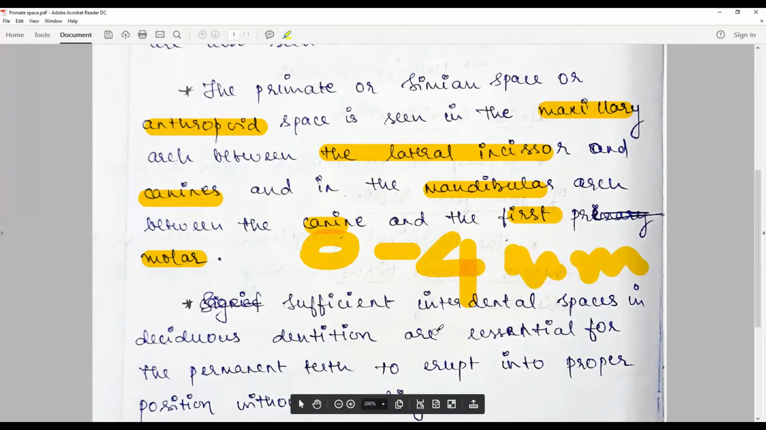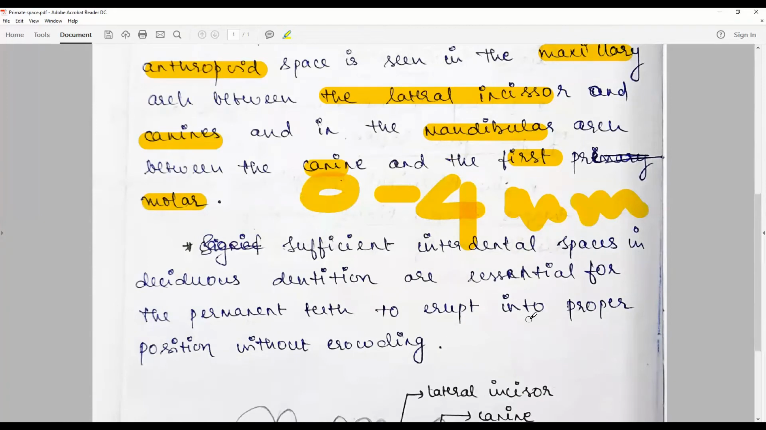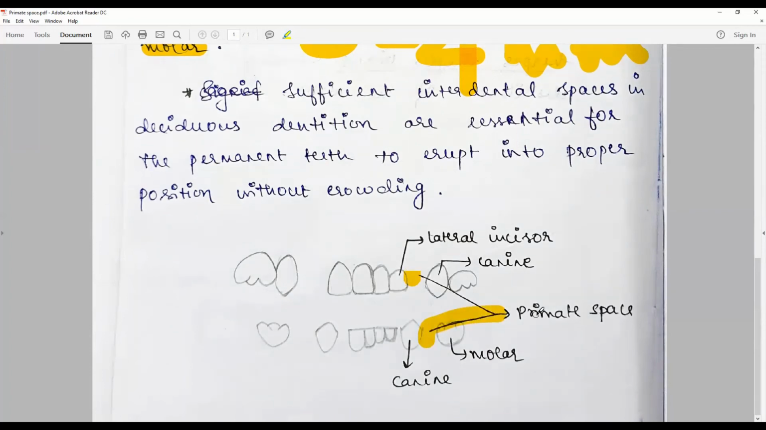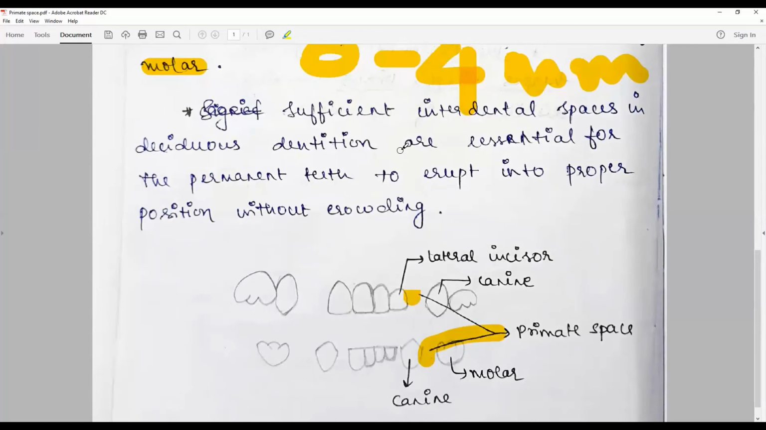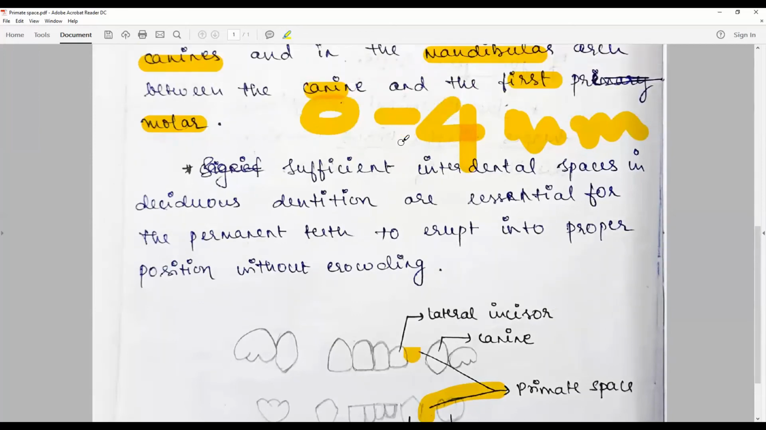These spaces are utilized by the distalization of the molar to erupt into proper position without crowding. This image has to be drawn. The space between the lateral incisor and canine, central, lateral, canine, in the upper arch, and between the canine and first molar in the lower arch, is called the primate space. The key is, if there is no primate space, probably there will be crowding in the deciduous dentition.